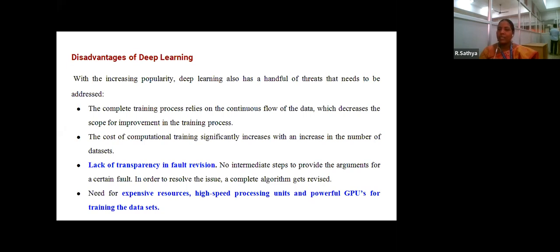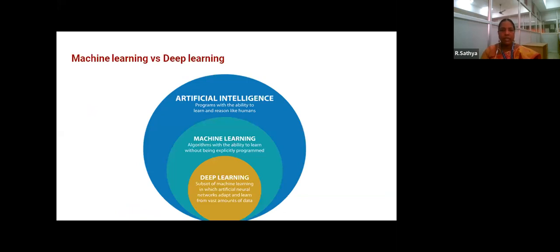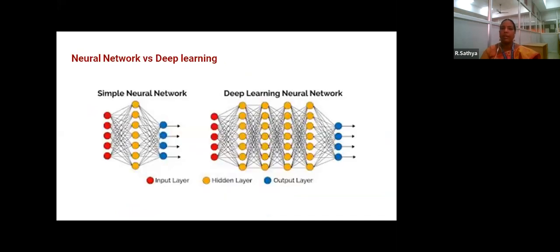And GPU cost is very much higher, but we don't bother about it because we need the process automated in a faster way. So we just neglect all these disadvantages. And this, we have seen: artificial intelligence, under that we have machine learning, and then under that, deep learning. And this also, I informed you, is a very simple layer in our neural network.